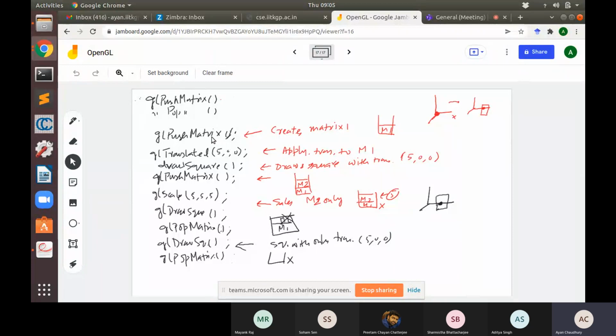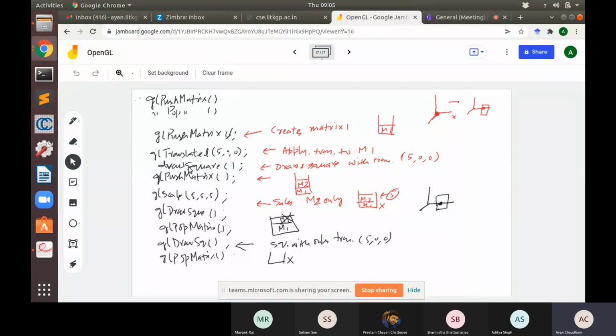So let's say initially we do a push matrix. That means it creates a matrix in a stack. So this is a stack, and let's say this is M1, matrix 1. Now let's say I'm translating the object by amount 5 along the x-axis, that means glTranslate 5 0 0. So you have matrix M1 and you apply the transformation to M1. There is nothing complicated about this.